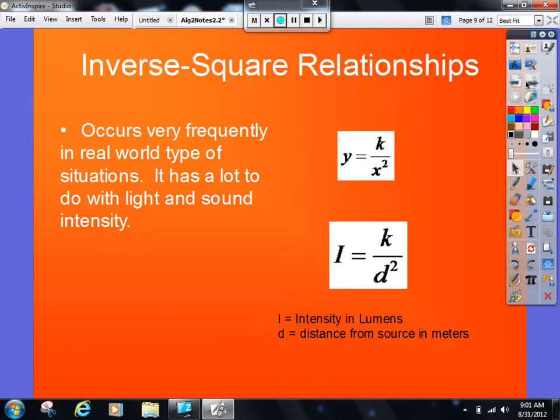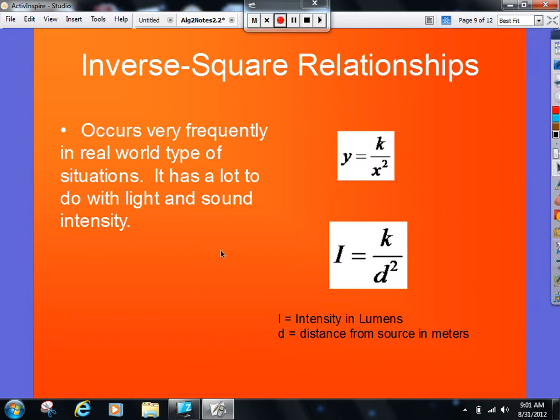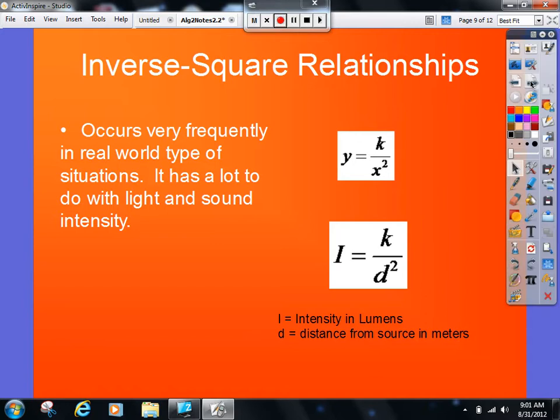I like to teeter-totter. Okay, inverse square relationships. We see these a lot in the real world. It has a lot to do with light and sound intensity, which obviously we deal with light and sound a lot in life. So it is an inverse square relationship. We call it that because it's inverse because of the y equals k over x, and then the independent variable is squared. Here's a formula we will use frequently, I equals k over d squared. You don't have to memorize it, but you might want to have it handy in your notes in case it comes up on a homework problem. This is intensity in lumens. You can read distance from source in meters.